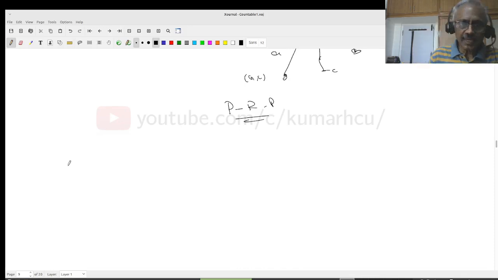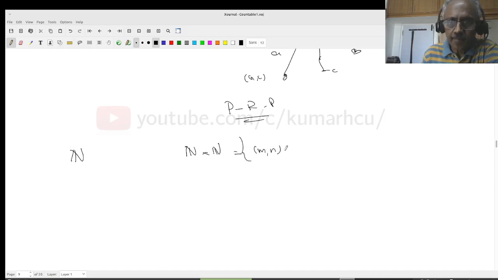Now let us look at natural numbers N and natural numbers N cross N. These are ordered pairs (m, n), right? And I claim they have the same number of elements. That is, N and N cross N have the same cardinality.